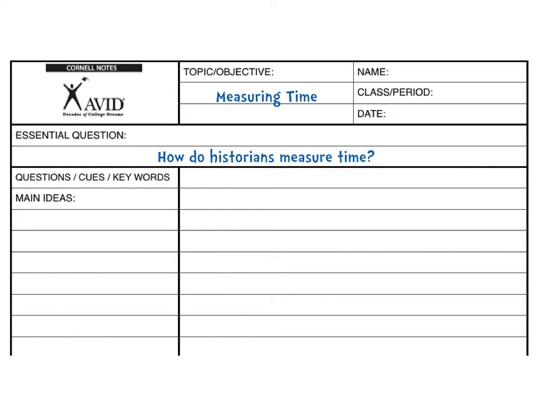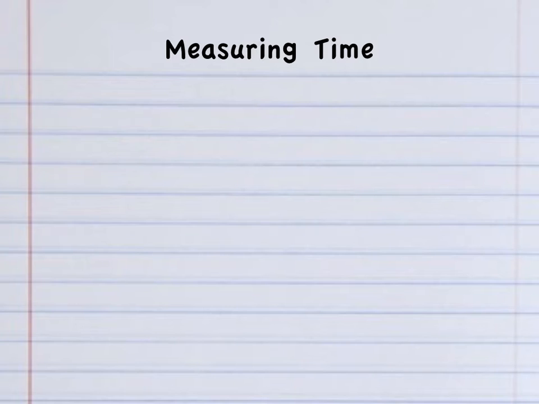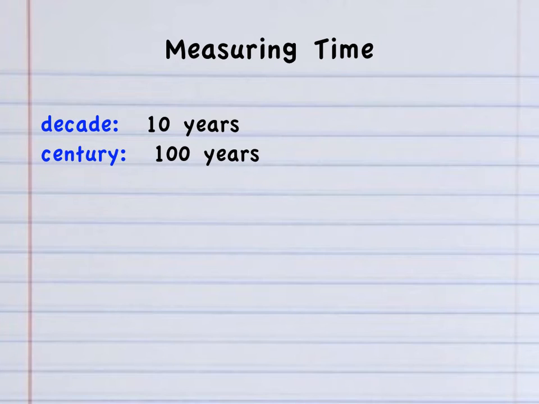Moving on to today's notes, measuring time. The essential question was, how do historians measure time? Here's some essential vocab words right off the bat. First up, decade. A decade is a period of 10 years. The prefix dec means 10. Next up is century. Like dec, cent is a prefix and it means 100. 100 years in a century. 100 cents in a dollar. 100 centimeters in a meter.